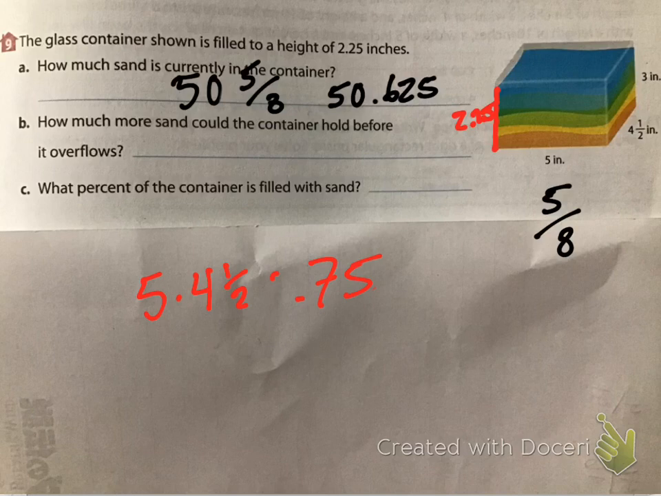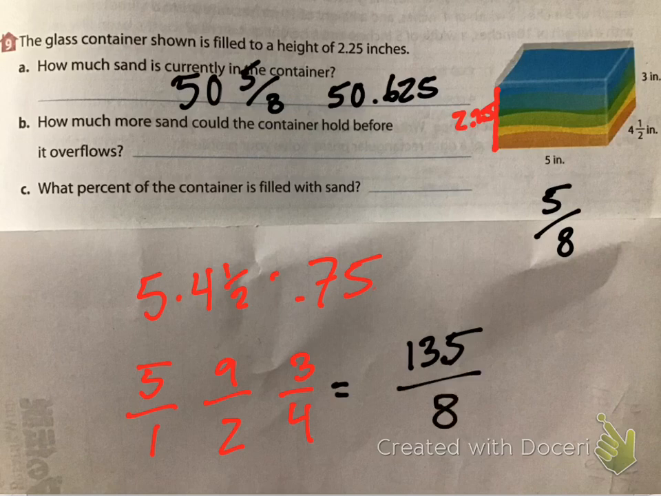So that's the difference between 2.25 and 3. Yet again, I'd multiply this whole thing. I get 5 over 1, 9 over 2, 3 over 4. I can cross-cancel some of this stuff. Nope, I can't. So then we get 135 over 8.